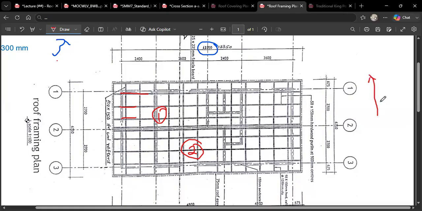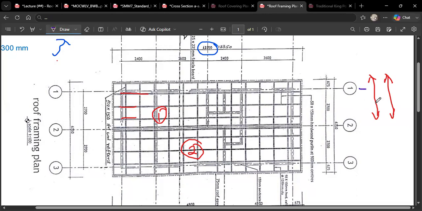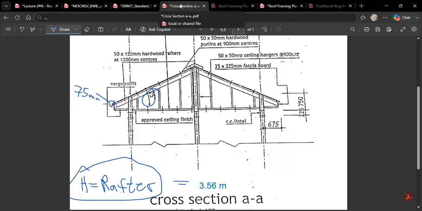So if we take one rafter that is running in this direction, and you want to take a purlin, which is the blue color pen I'm using now, you want to know the number of purlins that will go on it like this. They said that the purlins are placed at 900 center to center. So we just divide that. We are going to take the whole number, 3558. Then we do the division.